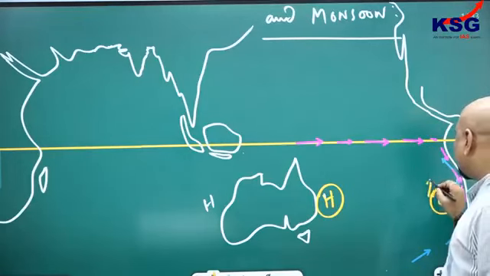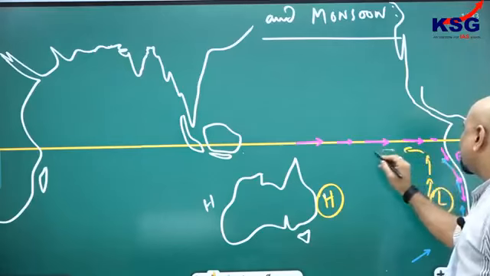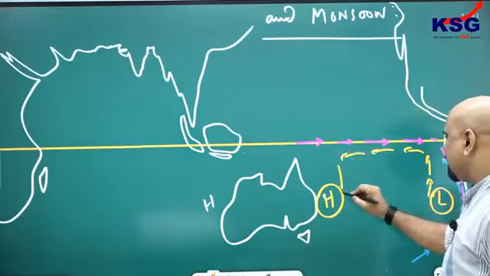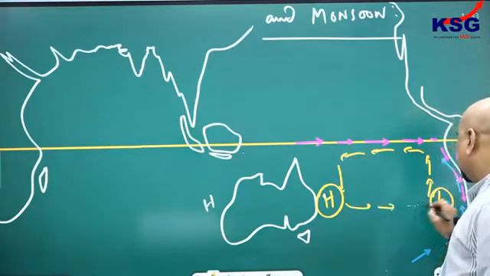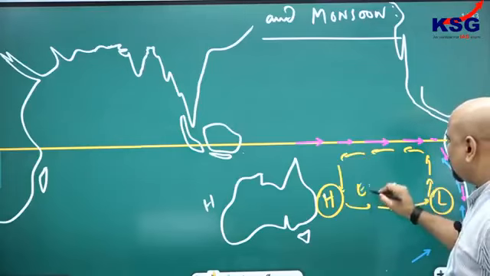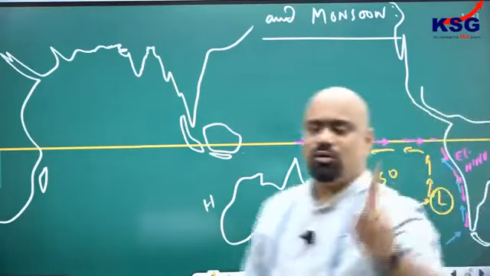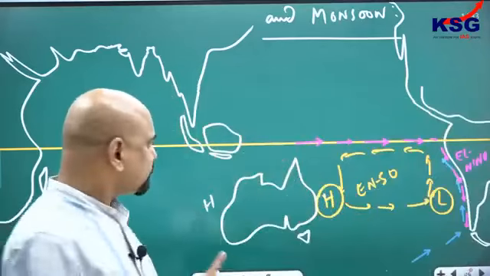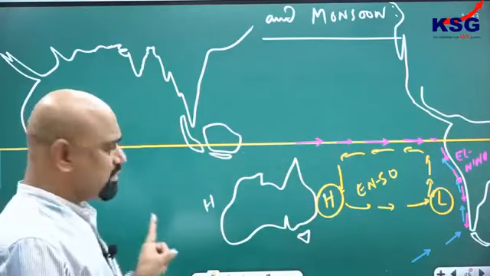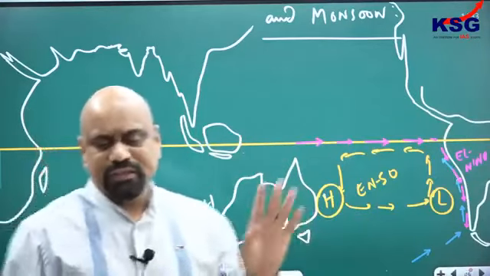And this may lead to the formation of convectional instability here, and the wind will blow in this way. This is known as El Nino Southern oscillation. ENSO बोलते हैं इसको. This is called El Nino Southern oscillation. You got it? Is it clear to all of you?